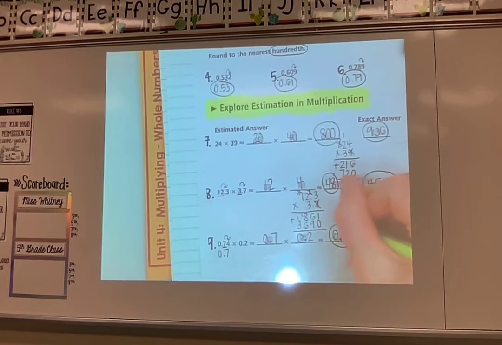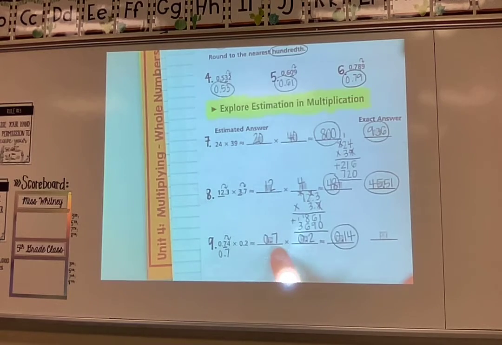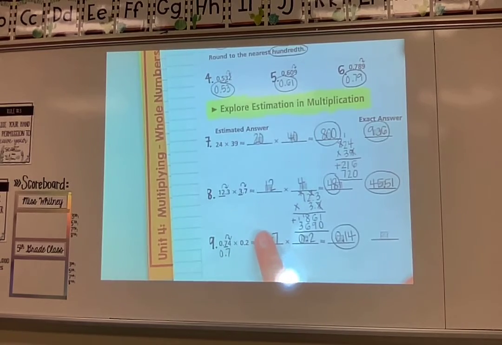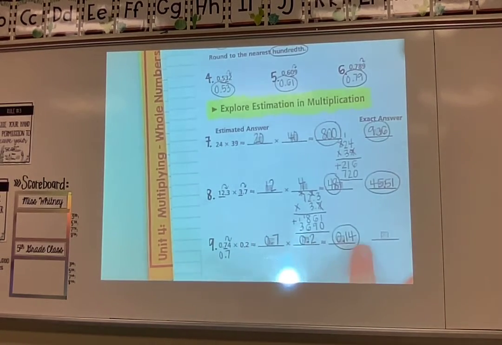0.14. Now, if you couldn't see 0.7 times 0.2 and know that that was 14, stack them up and work them out to get your estimation. That's what we do if we're not sure right off the top of our head. I could see, oh, if I covered up those front zeros, 7 times 2 is 14, and then I'll just count where my decimal goes. Okay? If you need to stack it up, make sure that you get the right answer.